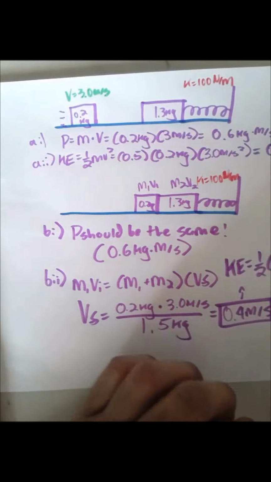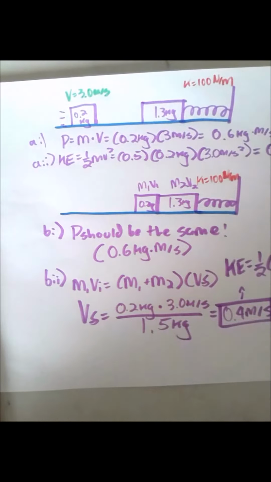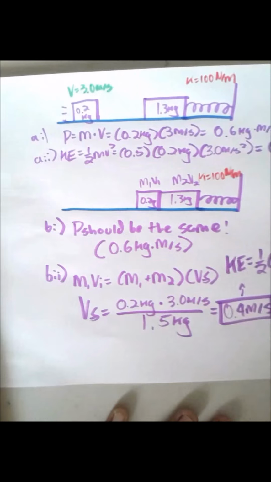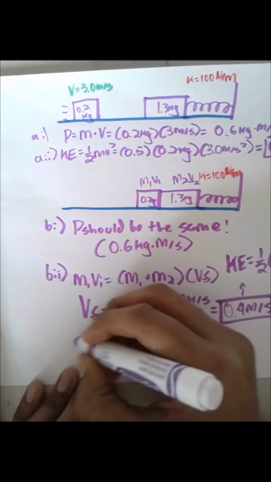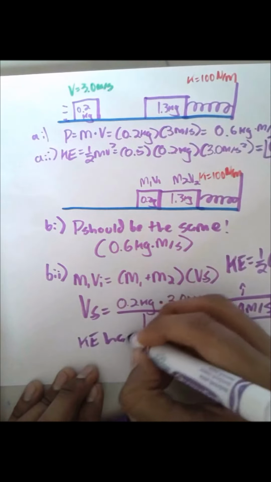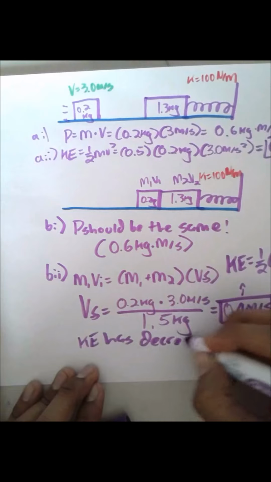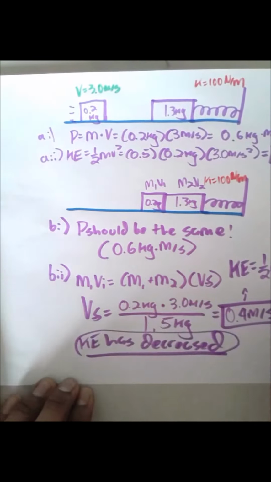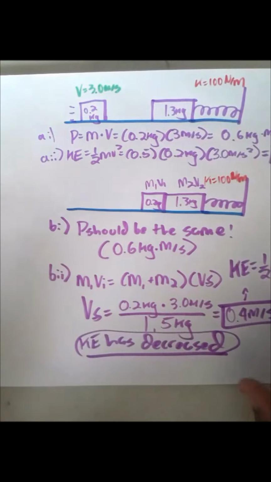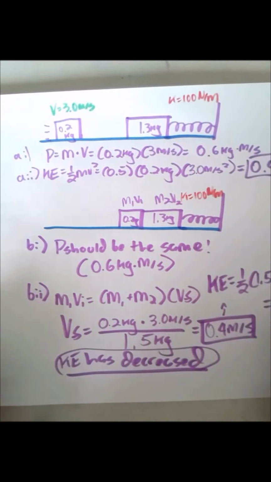Yeah, it was an inelastic collision. It seems like the kinetic energy has decreased from 0.9 joules to 0.12 joules. That makes sense. In an inelastic collision, kinetic energy will go down. So KE has decreased. Some energy has been released in the form of heat or sound. Okay. Now, that's all momentum.